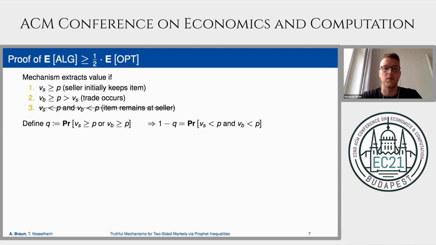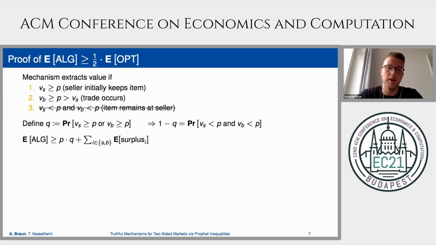So let's define by Q the probability that any of these two cases is happening, so that either the seller or the buyer has a value at least P. Hence 1 minus Q is just the probability that the counter event is happening. Then we know that the social welfare of our mechanism can be lower bounded by a contribution of P times Q, which is just the probability that one of the values exceeds P, and then we get a contribution of at least P, plus something that is called the surplus. That is a random variable indicating what the agent who gets the item has for a value exceeding P. So that is just the value that is not covered below P, but everything of the value above P of the agent who is allocated the item.